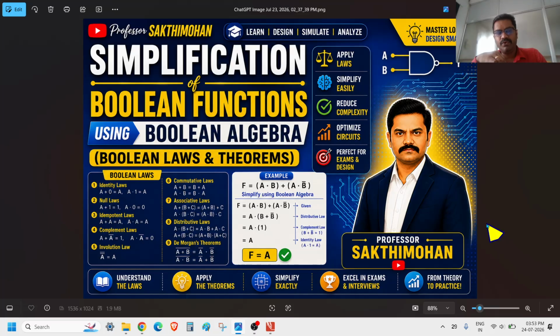Today we are going to discuss the simplification of Boolean functions using Boolean algebra. Majorly we are going to discuss the Boolean laws, theorems, postulates, and several formulas related to Boolean algebra. So we'll see one by one. After discussing those laws and theorems, we'll simplify one problem also by using Boolean algebra.